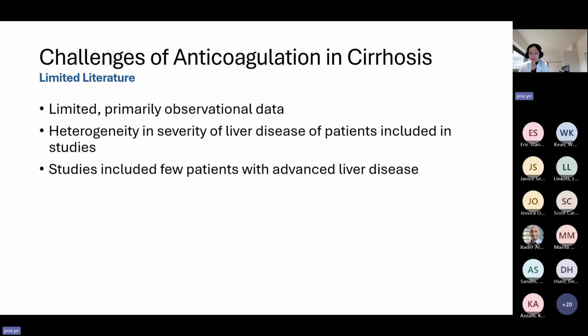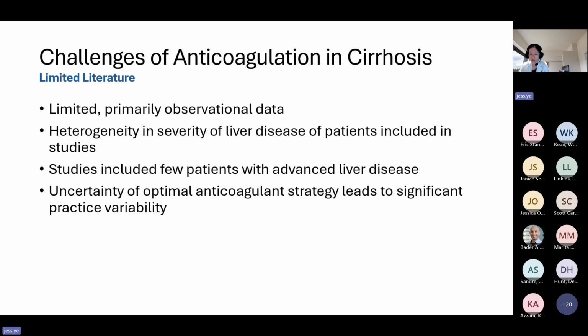Studies also included few patients with advanced liver disease, and that's the highest risk patient population. We often don't know what the most optimal anticoagulant strategy is. So there's a large practice variability as a result of all these challenges and limitations.